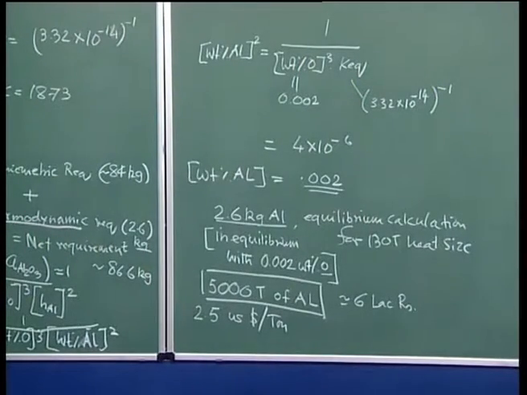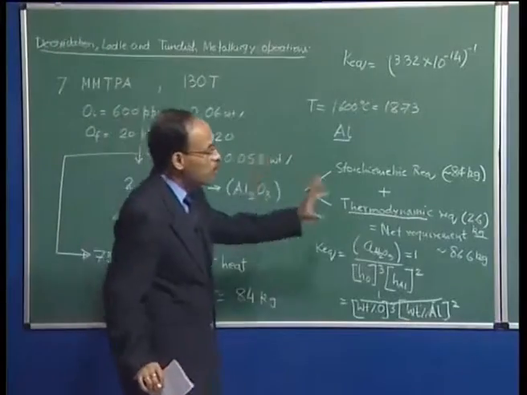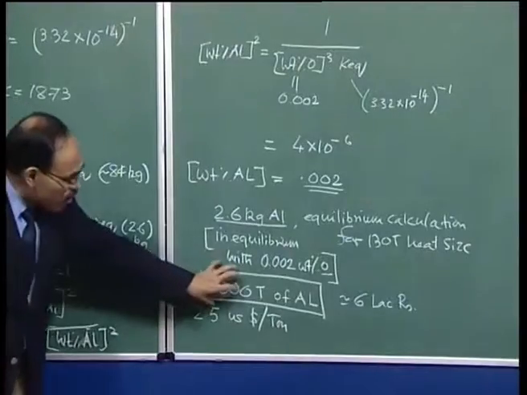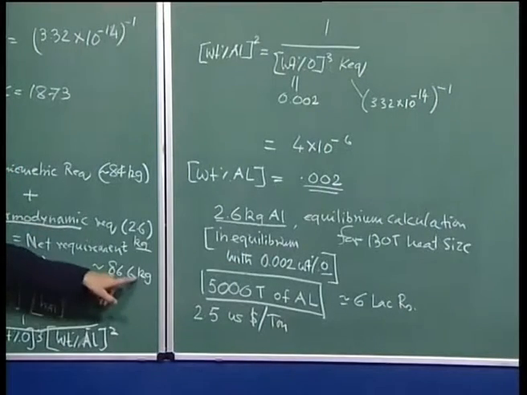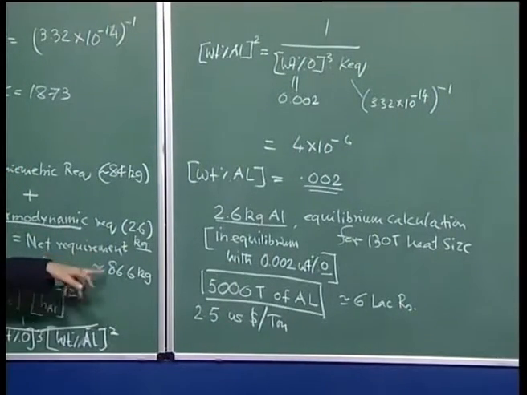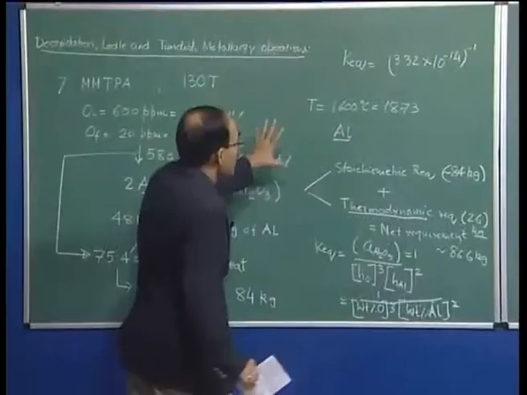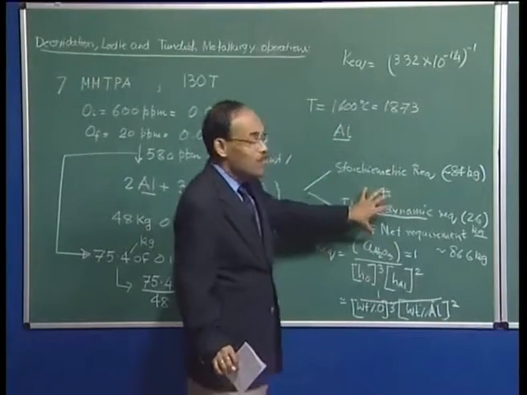Now it is important to note that this assumes that if we add 5,000 tons of aluminum, or in a given heat, if we add 86.6 kg of aluminum, that much aluminum is going to be utilized as far as the stoichiometric and thermodynamic requirement.